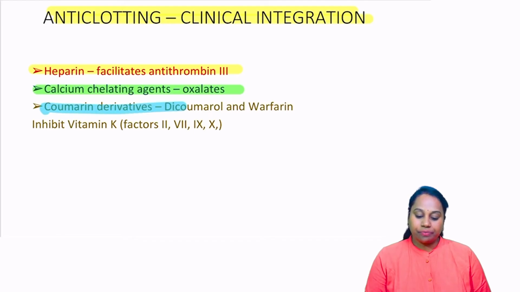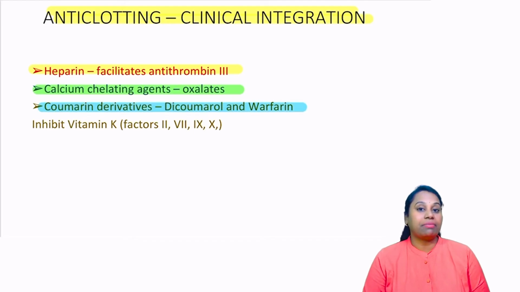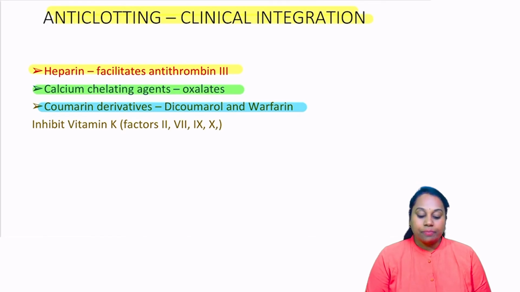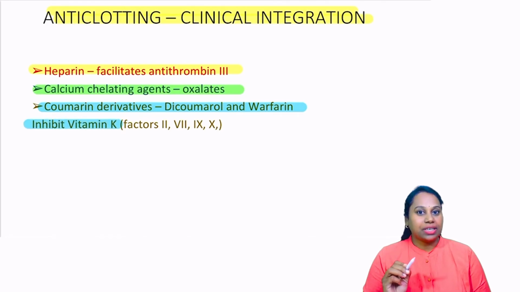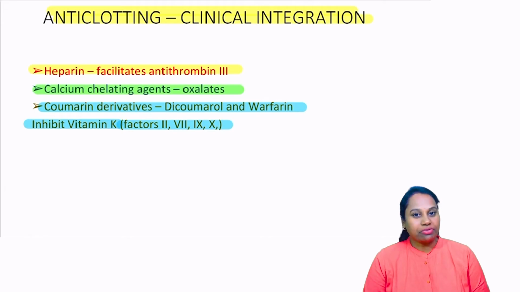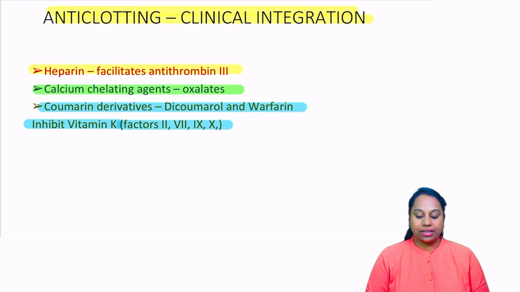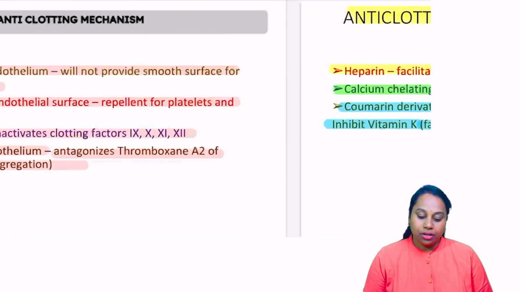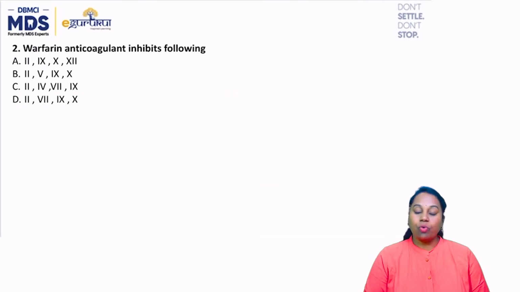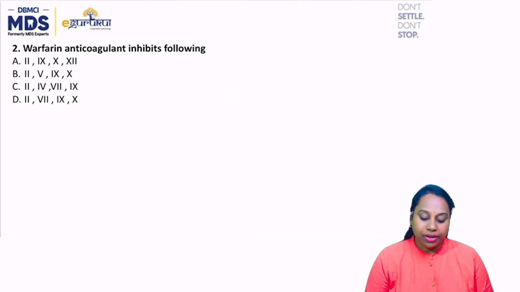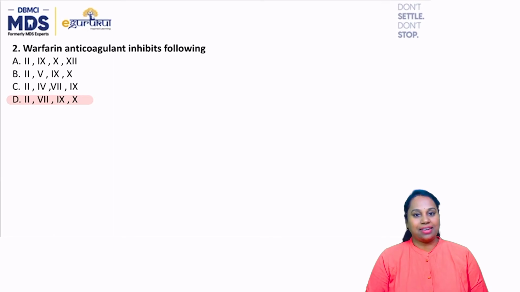Coumarin derivatives. Dicomarol and warfarin, they are mainly oral anticoagulants. They inhibit vitamin K. And vitamin K in turn is responsible for clotting factors 2, 7, 9, 10. And that's why clotting factors 2, 7, 9, 10 are called vitamin K dependent clotting factors. So dicomarol and warfarin, by inhibiting vitamin K, they inhibit clotting factors 2, 7, 9 and 10. Moving back to the question, warfarin anticoagulant inhibits factors 2, 7, 9 and 10.